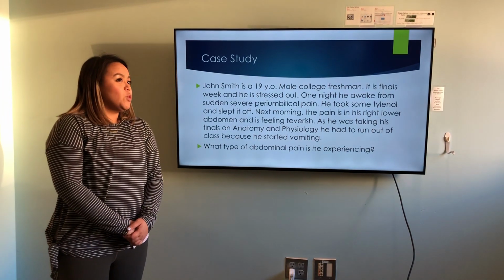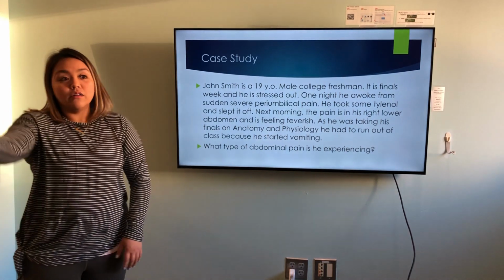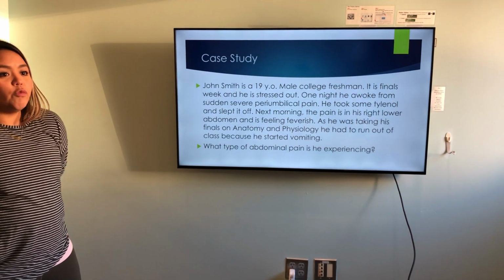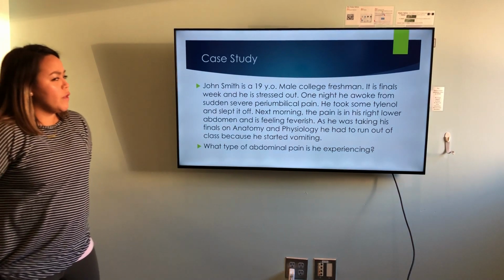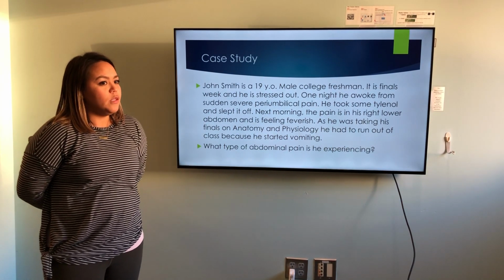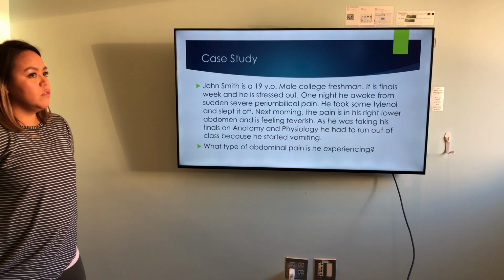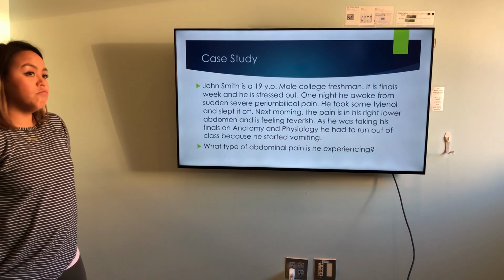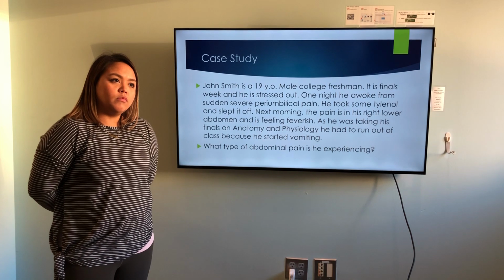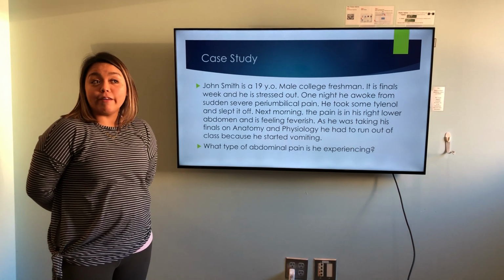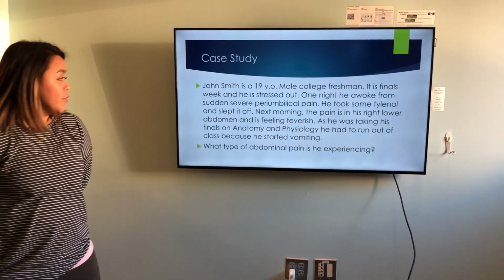So the first question is, what type of abdominal pain is he experiencing? Rachel? Is it visceral pain? What makes you think it's visceral pain? It sounds like it's like an inflammation or dull, severe periumbilical pain. So what's getting inflamed? Probably an organ. Okay, makes sense, right? Great.